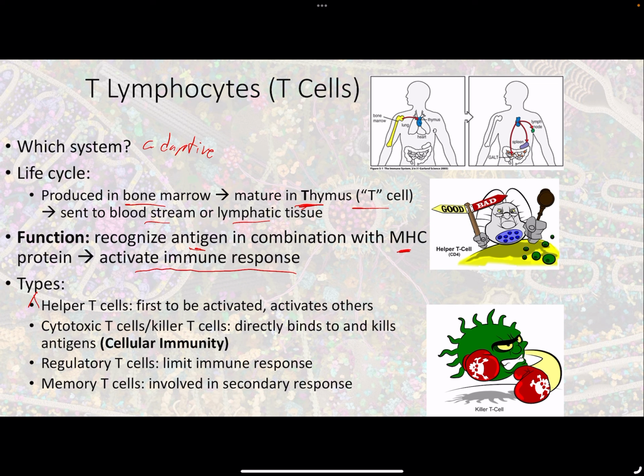Specifically, helper T cells are very important for activating the immune response, and their job is to activate others. Some of those that get activated are called cytotoxic T cells or killer T cells. Those are going to go and destroy whatever needs to be destroyed. There are also regulatory T cells and memory T cells.